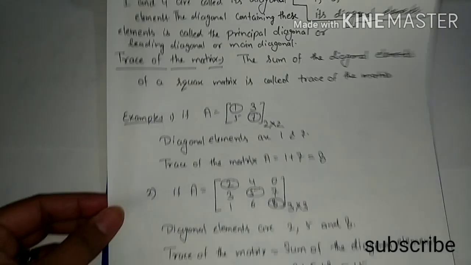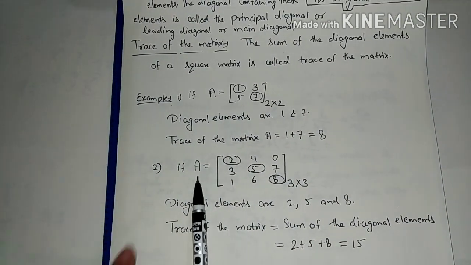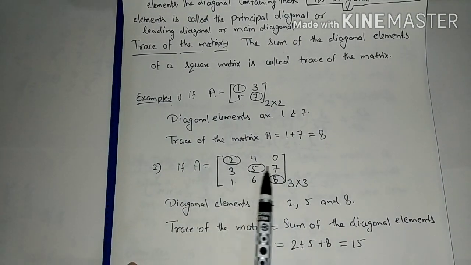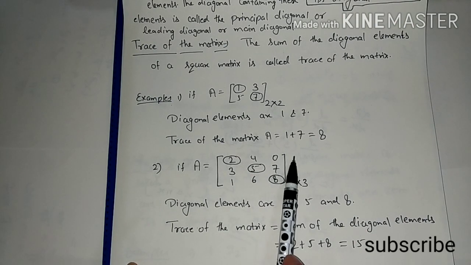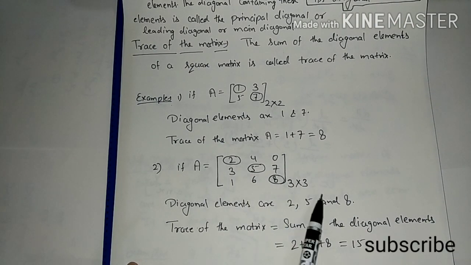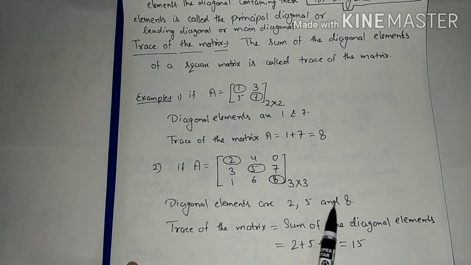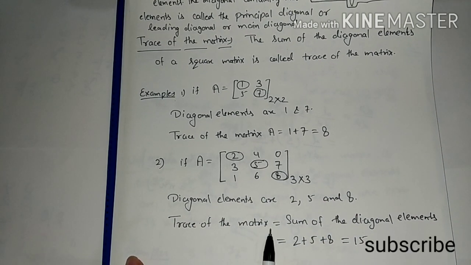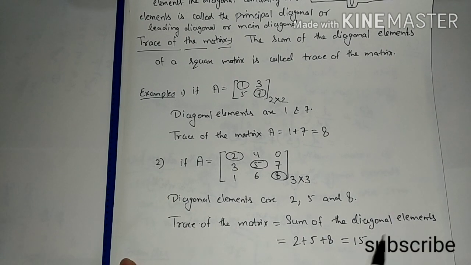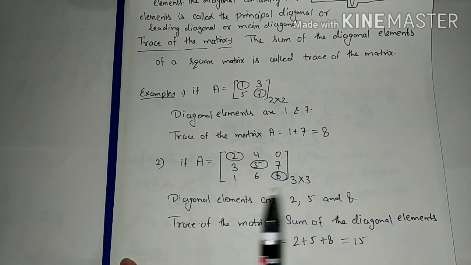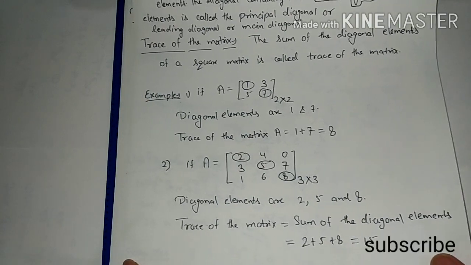Another example. If A equals 2 4 0, 3 5 7, 1 6 8, number of rows 3, number of columns 3. Diagonal elements are 2, 5 and 8. Trace of the matrix equals the sum of the diagonal elements: 2 plus 5 plus 8 equals 15.